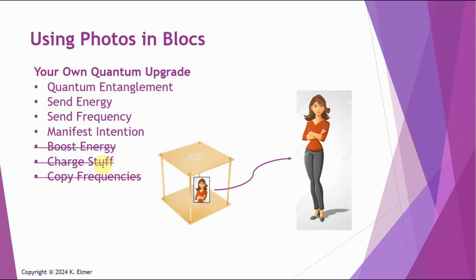Now, when you're using a block with a photo, you cannot charge anything in the photo. You can send energy to it, but if you wanted to charge, let's say, food, you need to put the food in the block. You can't take a picture of the food. For those of you who have been around for quite a while, there has been a little confusion on that. The idea being, hey, I want to charge my car, how do I charge it? Well, the answer used to be, just put the photo of the car in there.